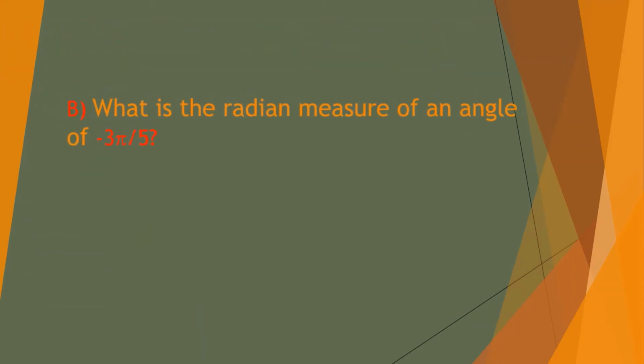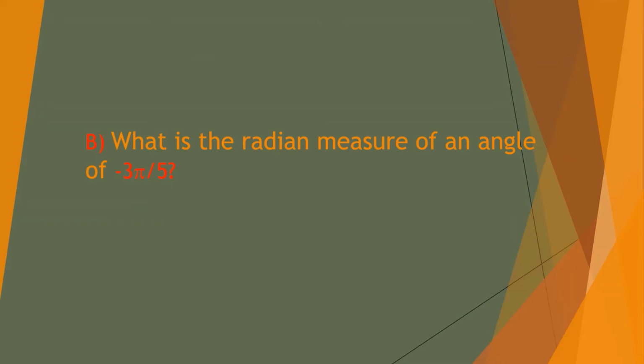Example number 1, part B. What is the degree measure of an angle of negative 3 pi over 5 radians? As you can see, the angle is given in radian measure, so we need to convert it into degree measure. And our conversion factor will be 180 over pi.